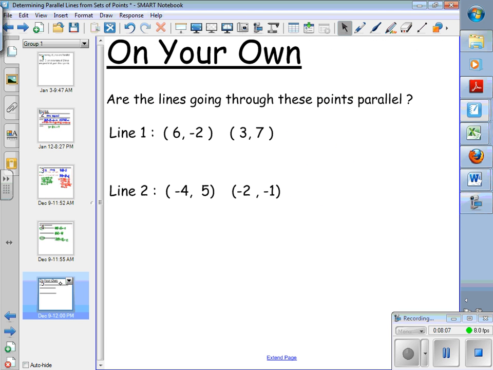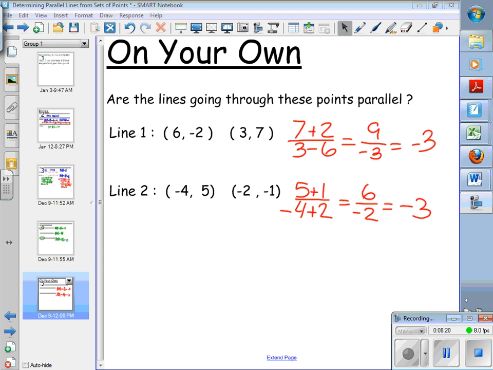All right, and our last slide, on your own: are the lines going through these points parallel? Again, on your own, so I'll let you work through it, and when you come back, my work will be done. And again, as promised, my work is done, except I failed to answer the actual question with the yes.